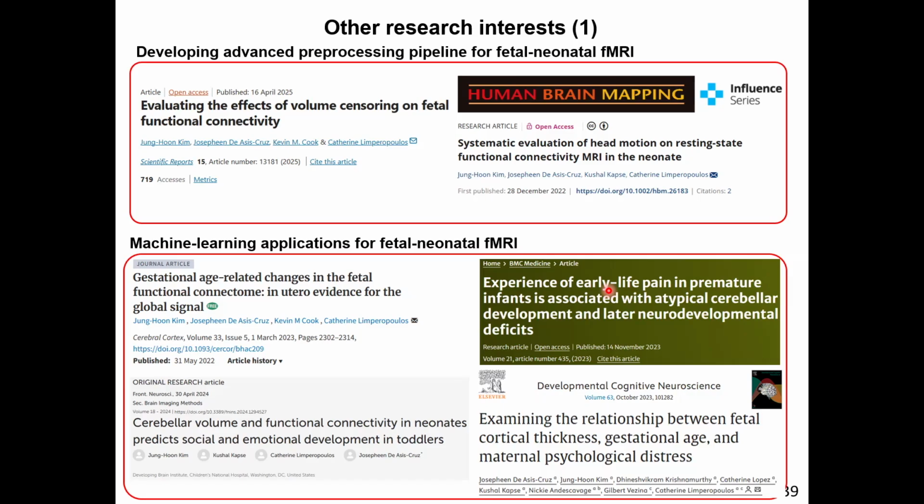But I just want to very briefly touch on my other research interests. Again, I'm a machine learning and deep learning person, so I'm actively developing advanced preprocessing pipelines for fetal and newborn fMRI data, for example the volume censoring method for fetal and newborn fMRI data. And I'm also using machine learning applications for fMRI data, like prediction of gestational age using functional fMRI data. We look at cerebral volume and functional connectivity in newborns, and so on.